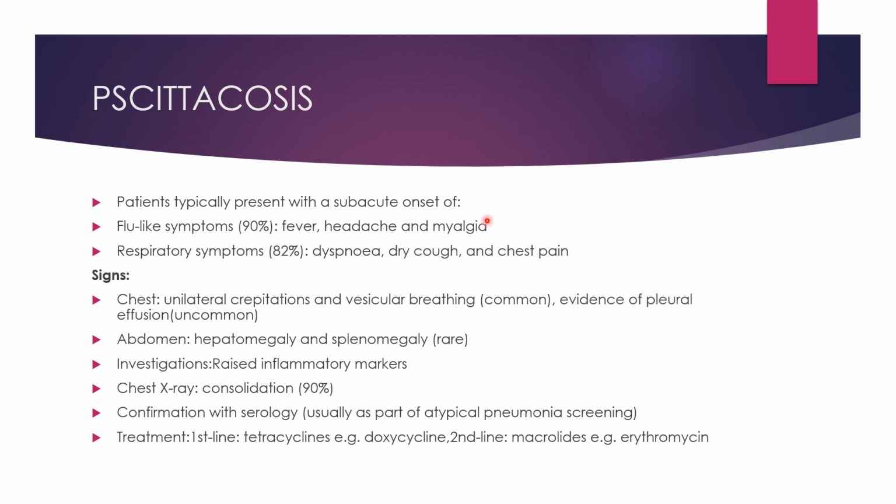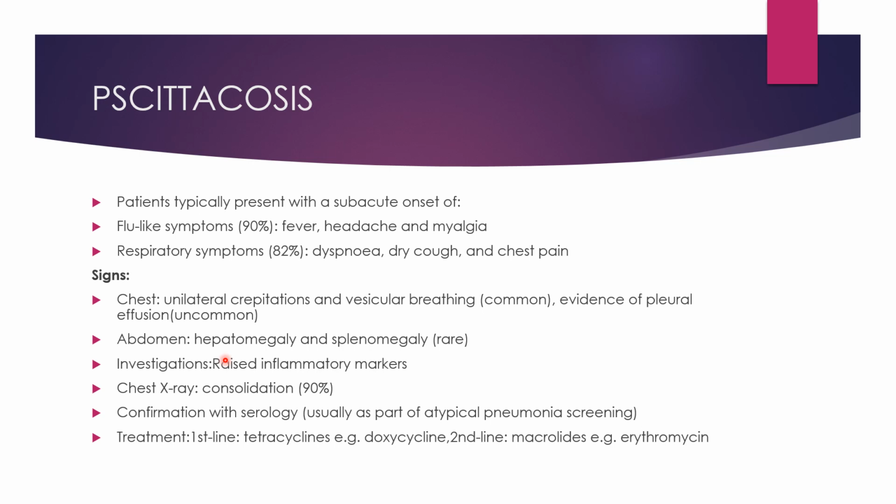And in these patients usually there is subacute onset flu-like symptoms. As I told you, there will be headache, myalgia, and fever. And coming to respiratory symptoms, dyspnea, dry cough, and chest pain can be there. On examination of the chest, there will be unilateral crepitations and vesicular breathing. Vesicular breathing is commonly there, and there can be evidence of pleural effusions, which is uncommon. As I told you, there can be organomegaly. If the question is having pneumonia with organomegaly, you can consider psittacosis.